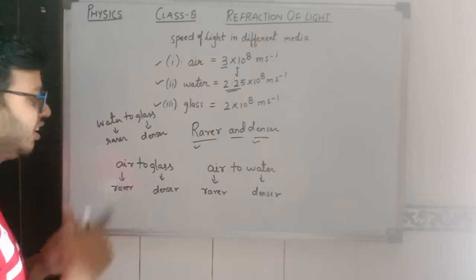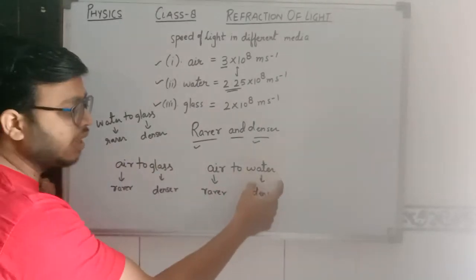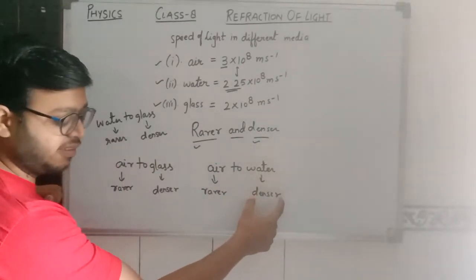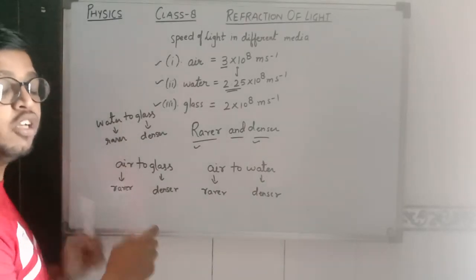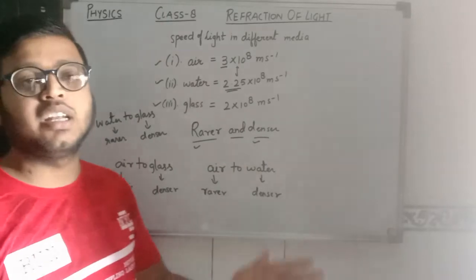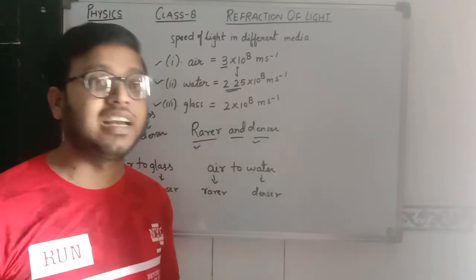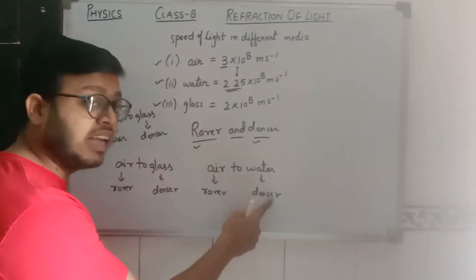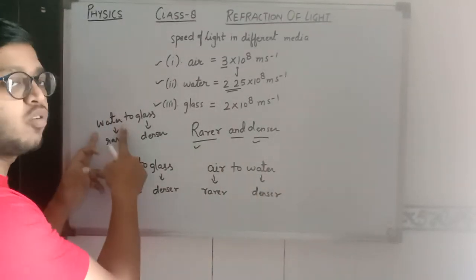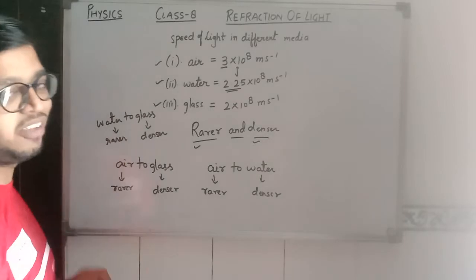So when you observe this example and this example, in this example water is working as a denser medium and in this example water is working as a rarer medium. So we cannot say that water is exactly rarer or exactly denser. When we talk about water with respect to air, that is a denser medium. But when we talk about water with respect to glass, that is a rarer medium.